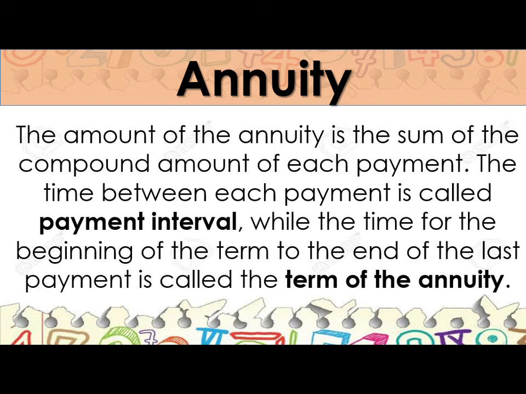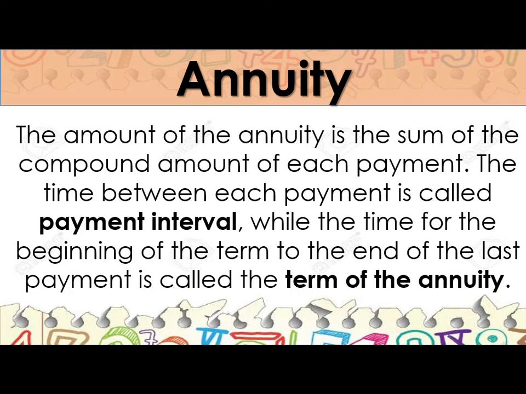Stated here also is that the amount of the annuity is actually the sum of the compound amount of each payment. In addition, the time between each payment is what we call the payment interval. I want you to be familiarized with those terms. While the time from the beginning date to the last date of the annuity must be considered as the term of the annuity.